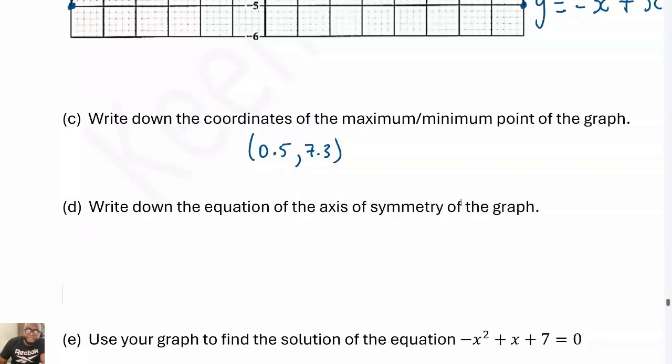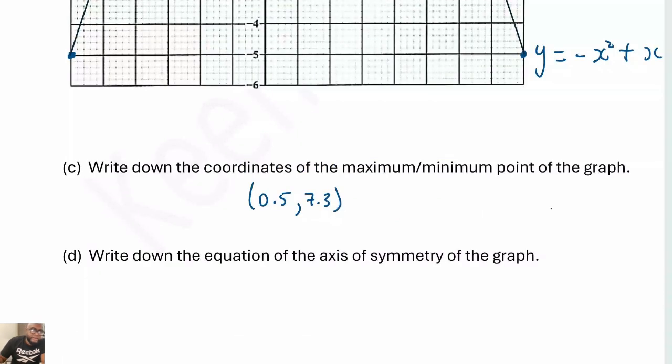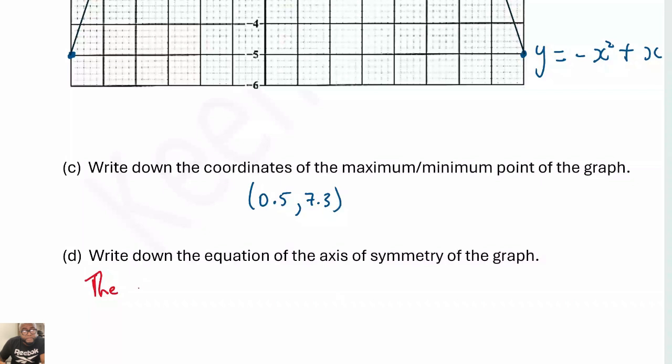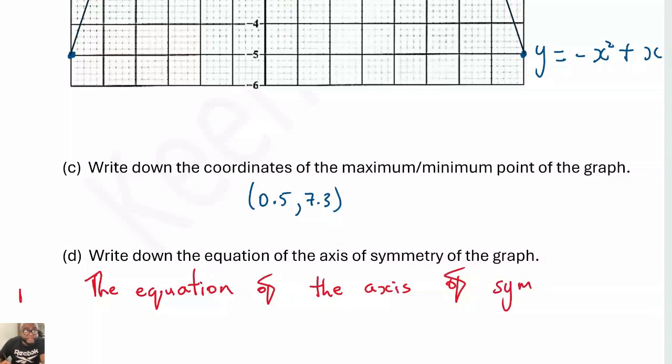Write down the equation of the axis of symmetry of the graph. So the equation of the axis of symmetry will be given by what? Anybody? Write it down. Tyler, write it down. X is equal to negative h. Very good, Tyler. But still write it down.